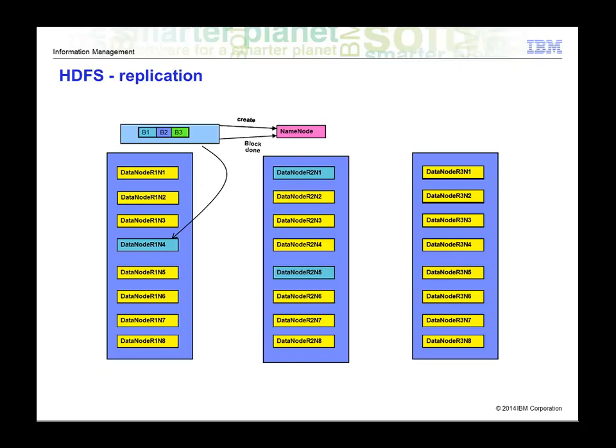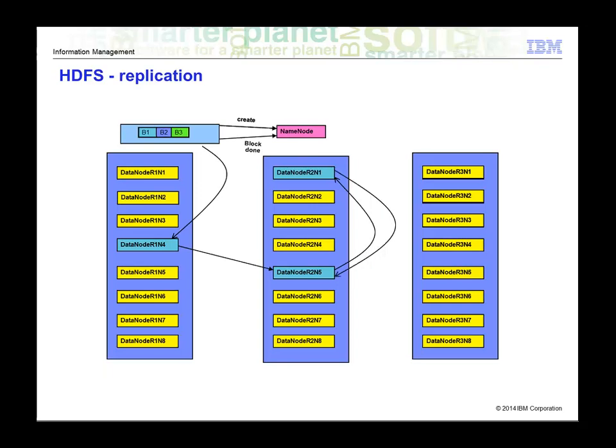A pipeline is built between the 3 data nodes that make up the pipeline. The second data node is randomly chosen on a rack other than that of the first replica of the block. This is to increase redundancy. The final replica is placed on a random node within the same rack as the second replica. The data is piped from the second data node to the third.